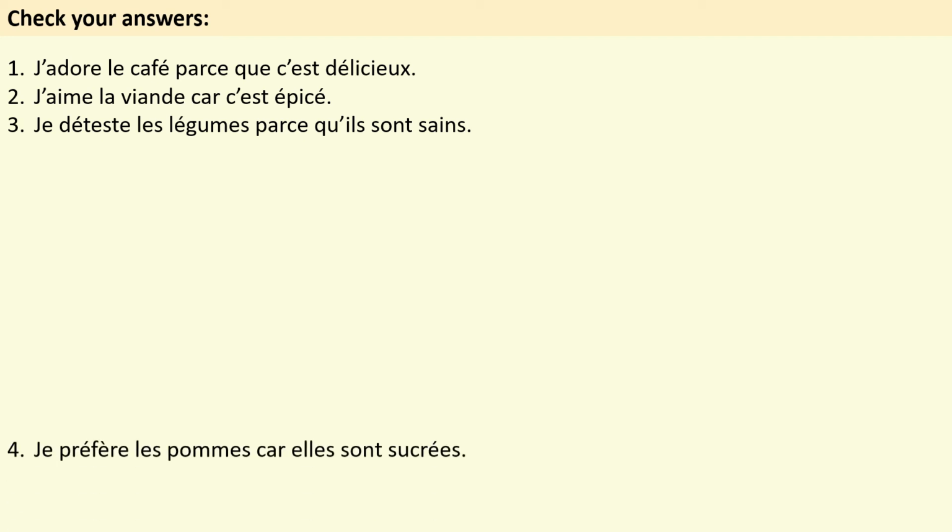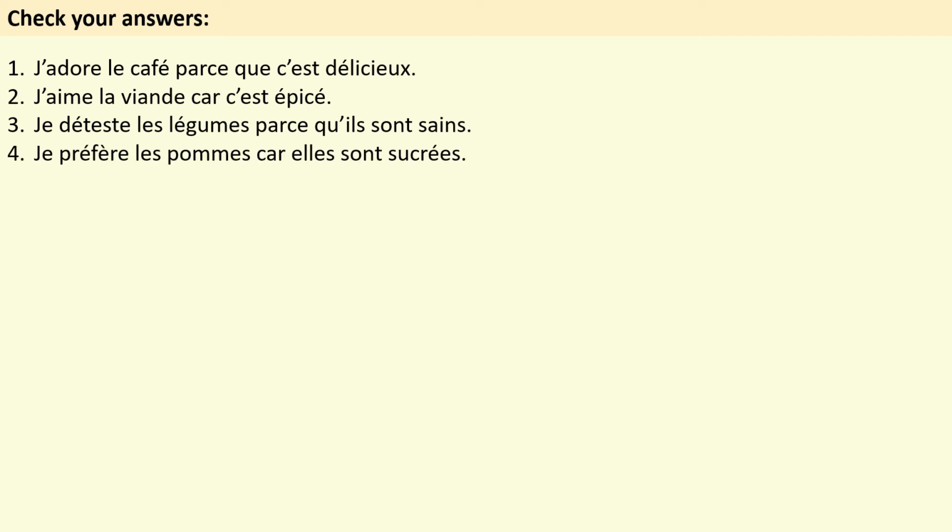Pause if you need to. 3. Je déteste les légumes parce qu'ils sont sains. Okay, make sure your accents on déteste and légumes. 4. Je préfère les pommes car elles sont sucrées. So make sure with préfère that your accents go up for your acute accent on the first E and then down on the next E, which is your grave accent. And then make sure you've got your accent on sucré on the first E. That's an acute accent going up.